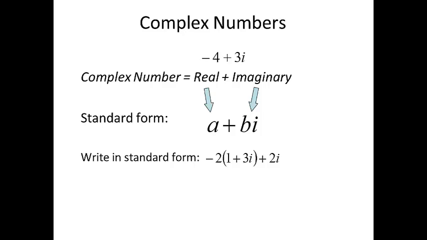So how do we do this? We would distribute the negative 2 to the 1, so we'll get negative 2, and negative 2 times 3i will give me a negative 6i. Negative 6i plus 2i would give me negative 4i. So that's how you use standard form. The real part and then the imaginary part.